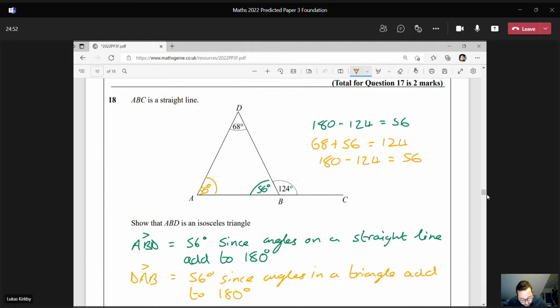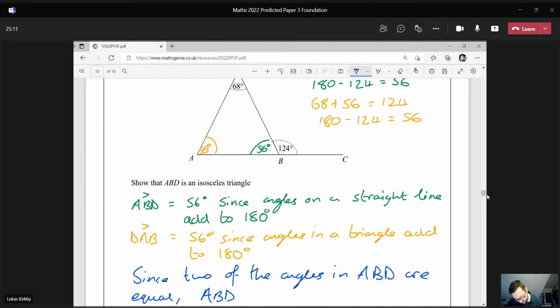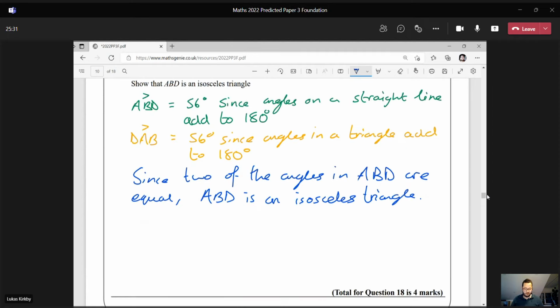And then finally, just a tiny little bit of reasoning. Since two of the angles in ABD are equal, ABD is an isosceles triangle. Lovely. Okay, so normally it says explain how you got each part of your answer. It didn't this time, so I might not have needed to write so much, but I've done it anyway, why not? Okay.